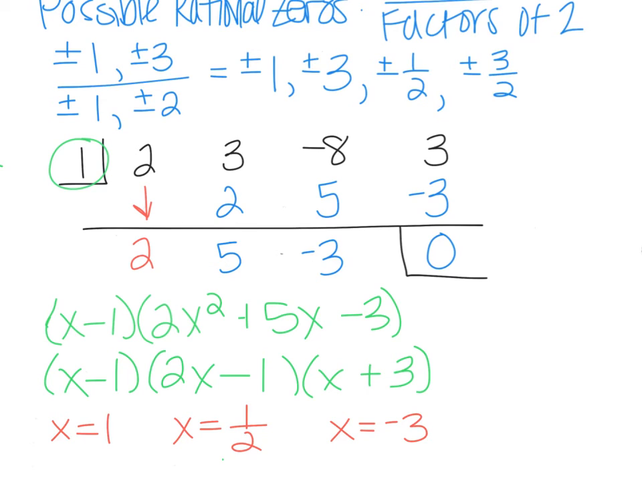And all of those were possibilities up from the top. So not every possible rational zero is in fact a rational zero, but any rational zeros that you do have will indeed come from that list.